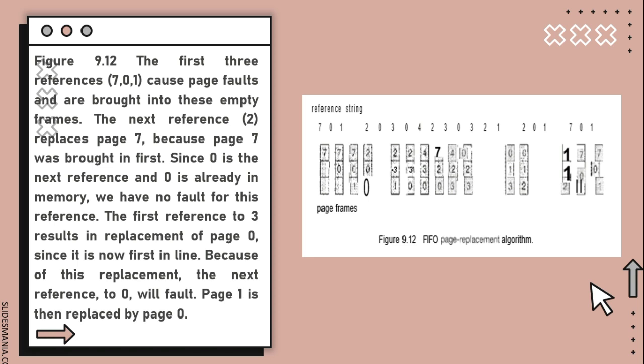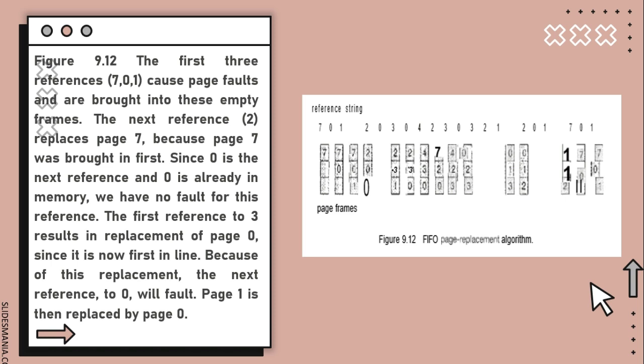For example, for the reference string, our 3 frames are initially empty. So, as you can see in figure 9.12, in the FIFO page replacement algorithm, the first 3 references, 7, 0, and 1, cause page faults and are brought into these empty frames. The next reference replaces page 7 because page 7 was brought in first. Since 0 is the next reference and 0 is already in memory, we have no fault for this reference. The first reference to 3 results in replacement of page 0 since it is now first in line.